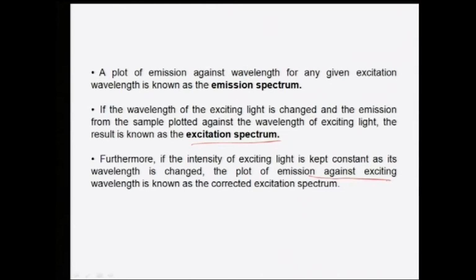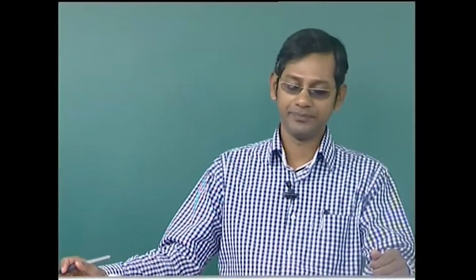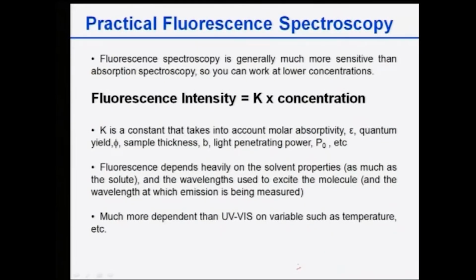The plot of emission against the excitation wavelength is always known as the corrected excitation spectrum. Okay, so now I am going to talk about how we actually calculate the fluorescent intensity and what factors it depends on. Normally it is written this way: fluorescent intensity is given by this formula, K into the concentration of the molecule present in the substance.